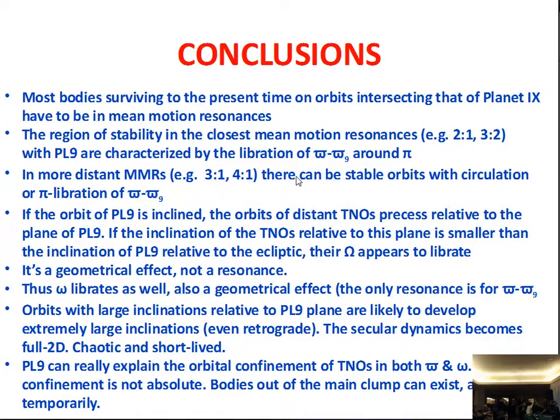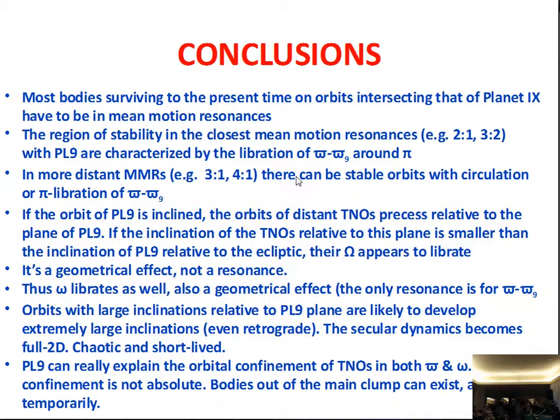But again, this is not a double resonance, it's a geometrical effect, because the only resonance is for the difference in the perihelion. And then the orbits which have a larger inclination relative to planet 9, which in principle could circulate in the node relative to the ecliptic, are unstable. They develop very large inclination. They can even become retrograde. So the secular dynamics become fully 2D and fully chaotic, and eventually these bodies become eccentric across Neptune and Jupiter, and they are released.